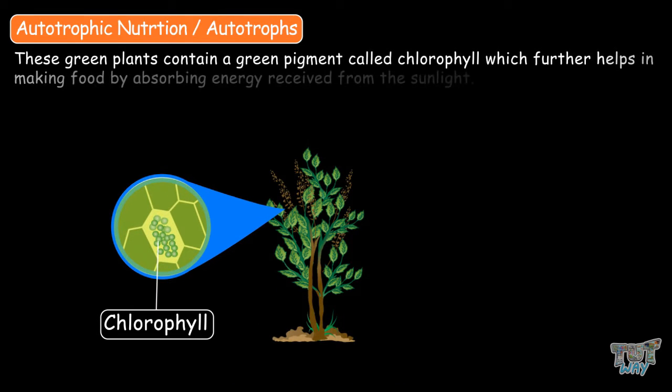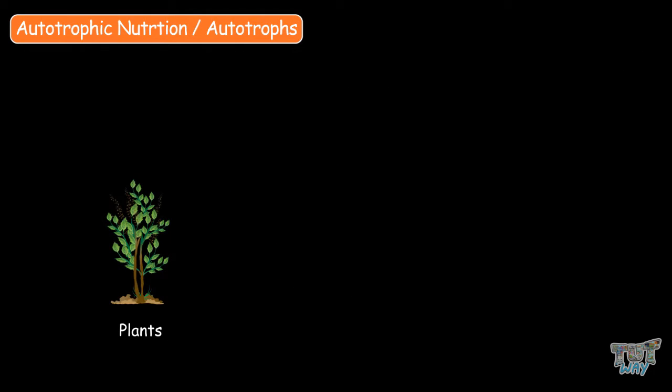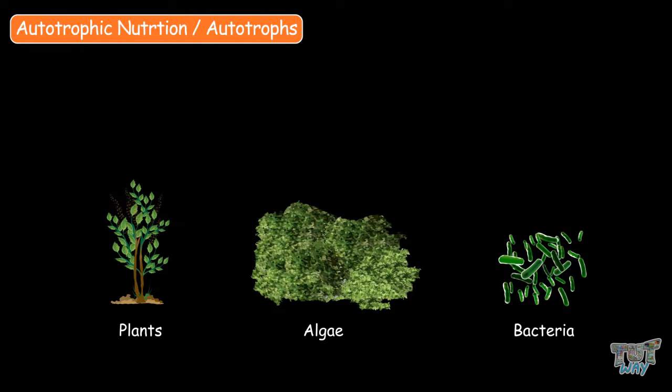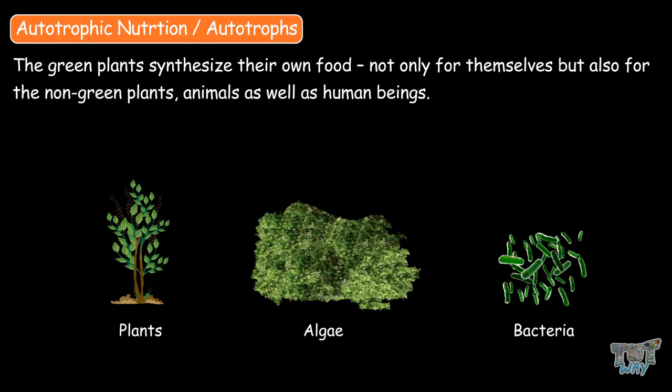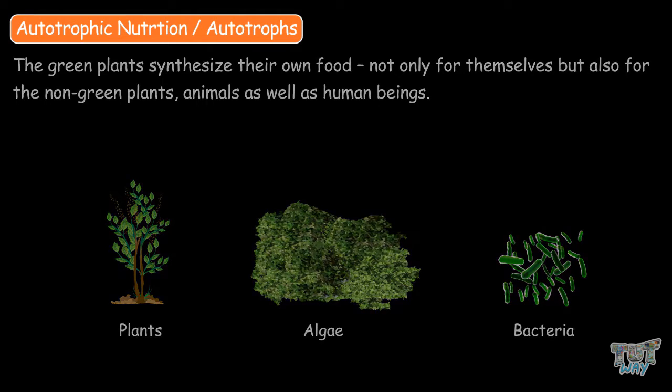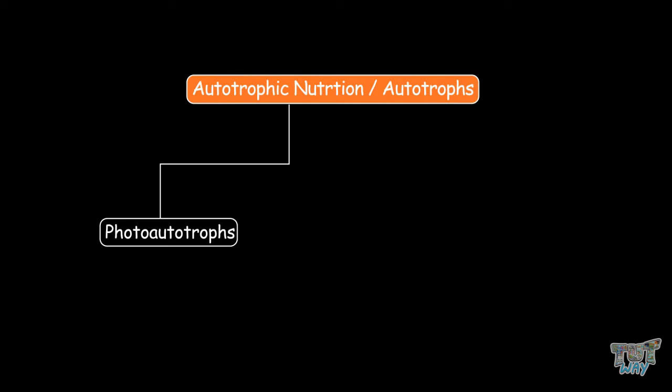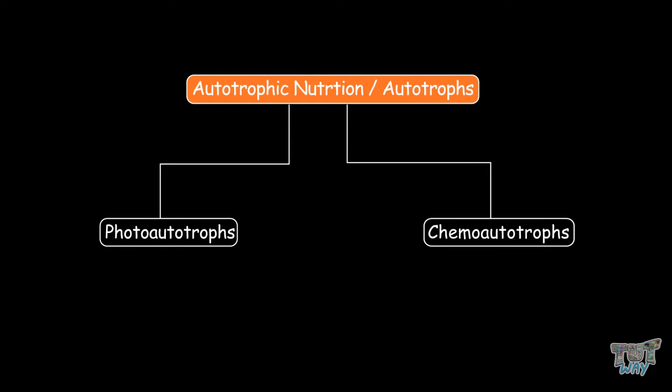These green plants contain a pigment called chlorophyll, which helps in making food by absorbing energy received from the sunlight. Green plants, algae, and certain bacteria are autotrophs. The green plants synthesize their own food, not only for themselves but also for the non-green plants, animals, as well as human beings. Autotrophs are of two types: photoautotrophs and chemoautotrophs.